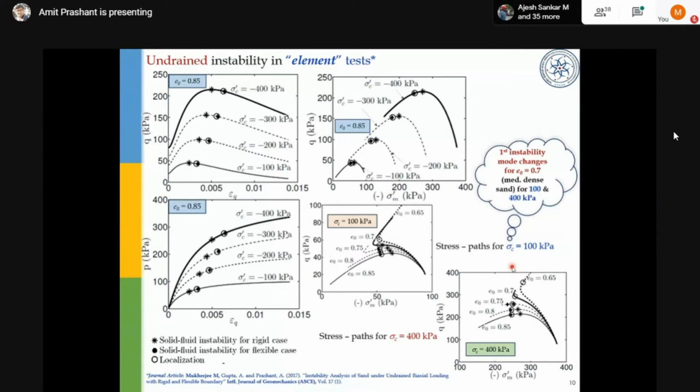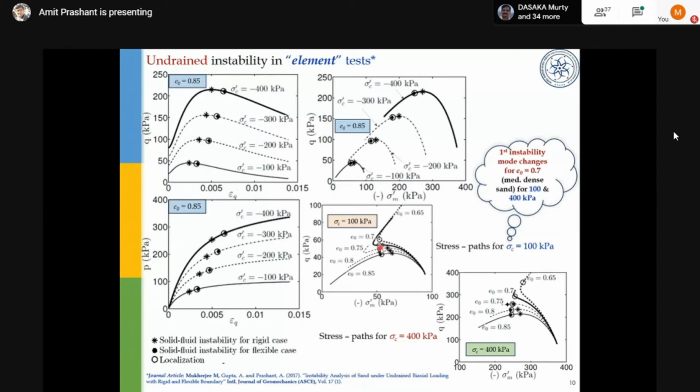Similar observations we had with undrained instabilities as well, where, however, the solid-fluid instability became more prominent, as you can see with the star sign there. These are followed by some other instabilities, for example shear banding. Now, solid-fluid instability is one of the liquefaction modes, you can say. These keep on happening, whether they reach another stable state or continue to become unstable. And that is where the question is.